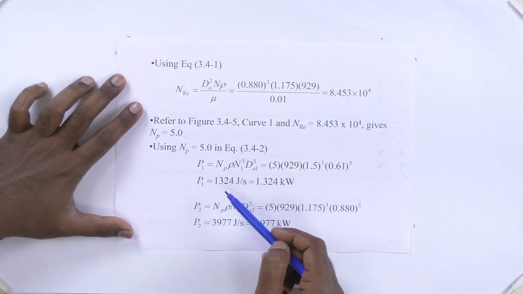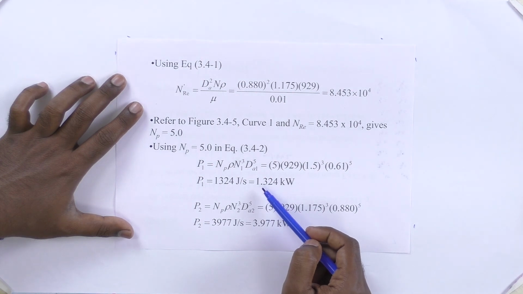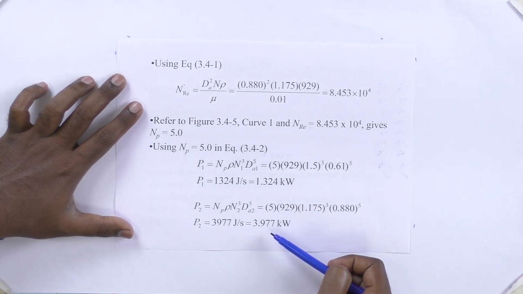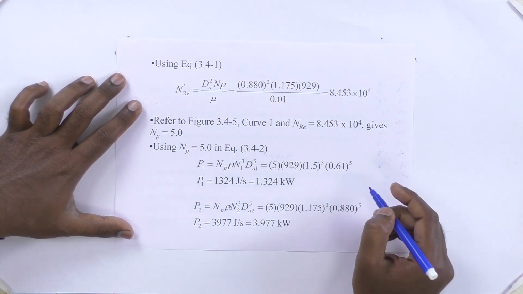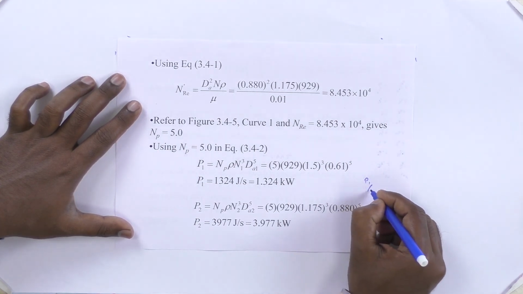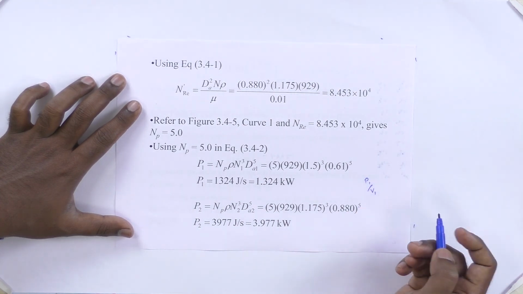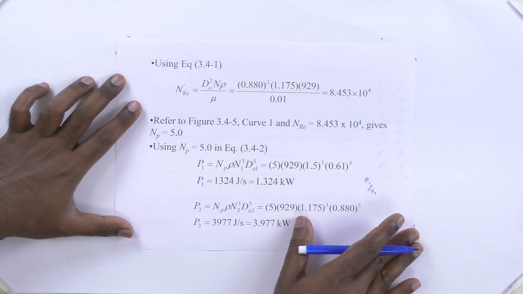So for the first vessel of smaller volume, it is going to be 1.324. When the volume is increased by 3 times, the power requirement is also going to be increased by 3 times. But we need to see what is the power requirement per unit volume. So for every unit volume, what is the power requirement for these two cases? That's what we need to calculate.